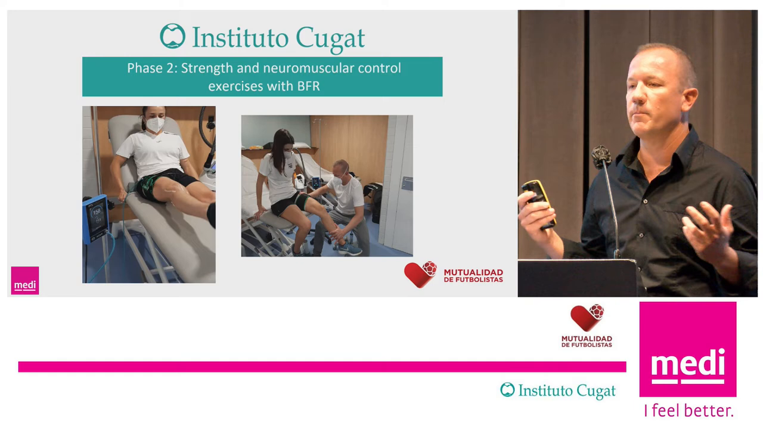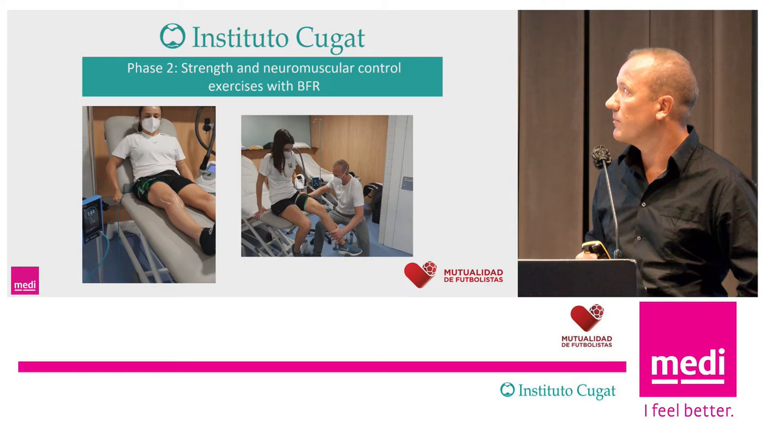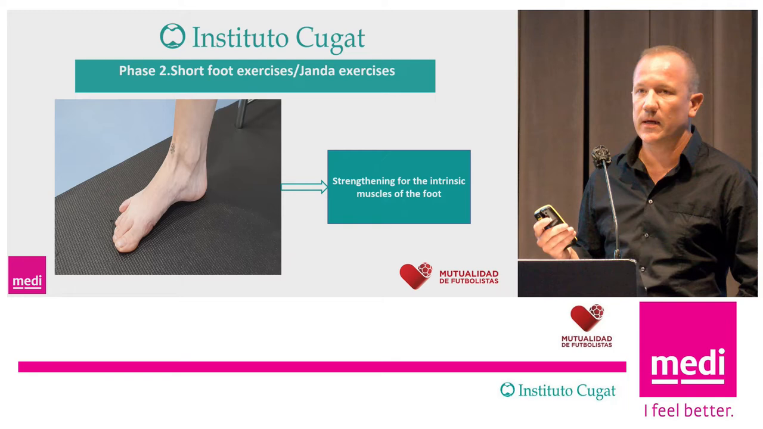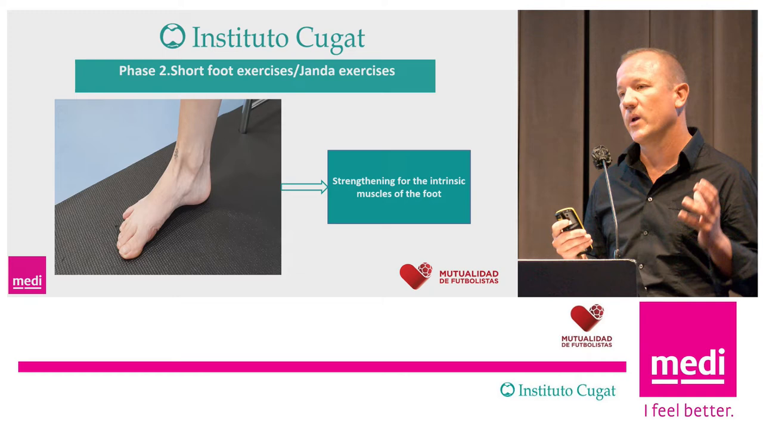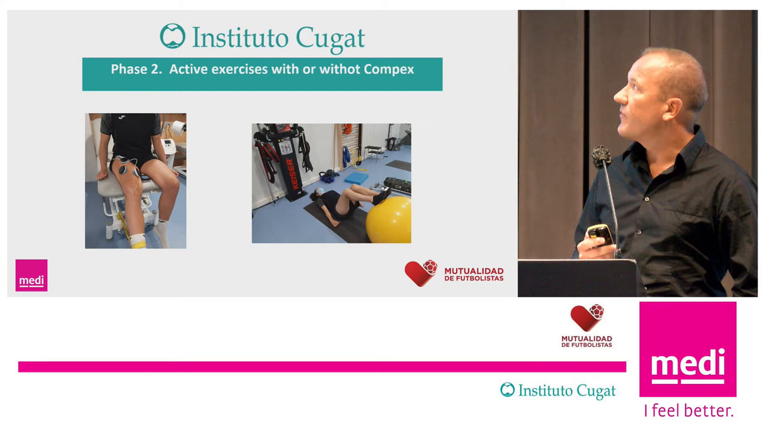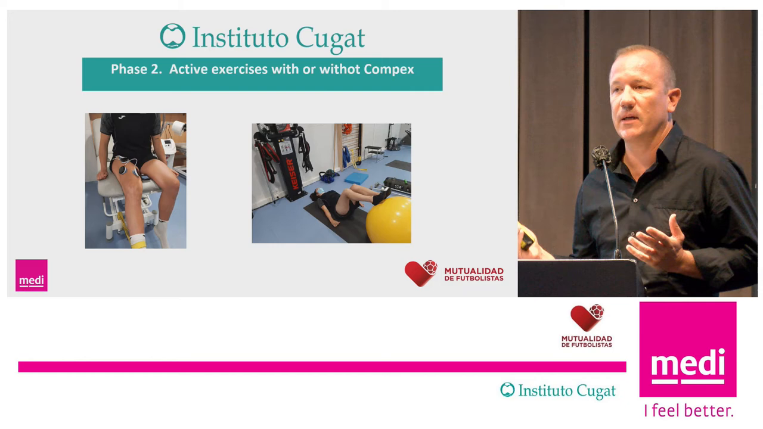Later, my partner Ruben Cabanillas explains perfectly the work with blood flow restriction. It's also important to work the short foot exercise or Janda exercise, to improve strength in the intrinsic muscles, because this exercise will help the football player improve reception when she starts jumping. And also in the second phase, we can work with or without Compex, and with or without elastic band or football.